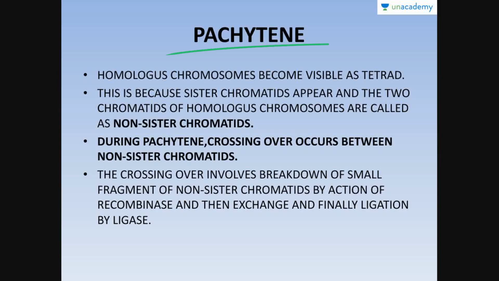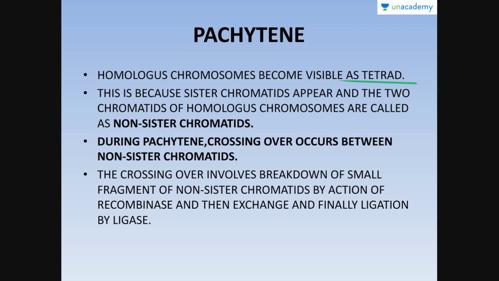Next is the Pachytene stage. This is the stage during which the homologous chromosomes, which were two in number, appear as a tetrad. Tetrad means they become four in number. Why? Because the sister chromatids of each homologous chromosome appear during this stage. These sister chromatids were already present because of the replication of DNA during the S phase of interphase, but they appear during the Pachytene stage only. That is why we form a tetrad.